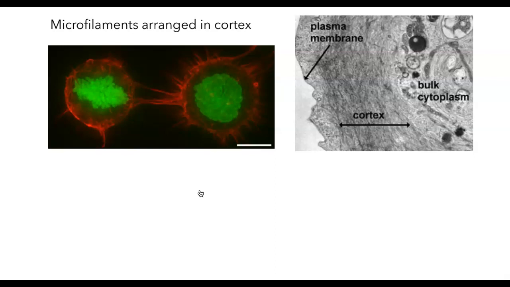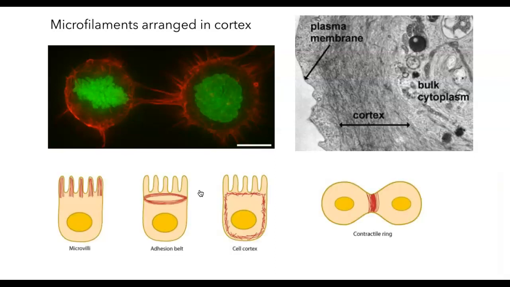Actin can also be arranged into other specialized structures such as microvilli or adhesion belts, and sometimes actin gets arranged into short-lived transient structures such as the contractile ring. Like other cytoskeletal elements, microfilaments are polymers of building blocks. The building block for microfilaments is G-actin, globular actin.